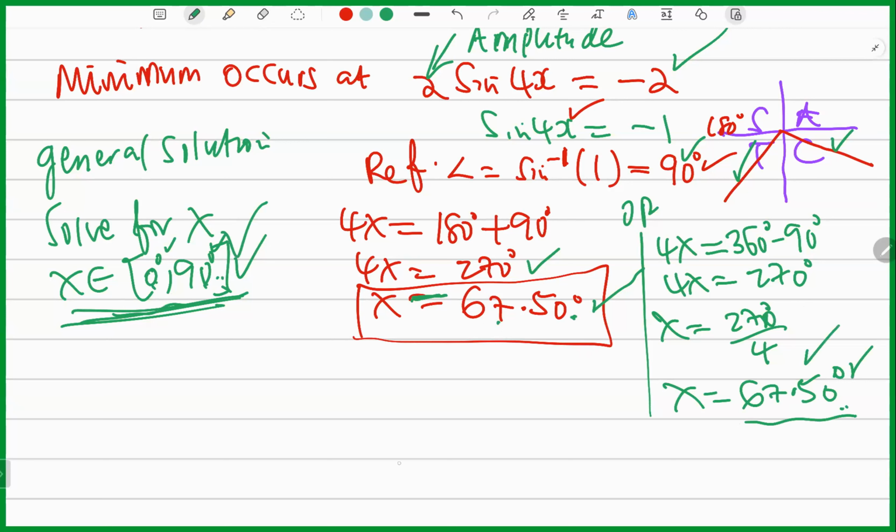So what do we tell the examiner in matric for us to get the level 7? We say, Mr. Examiner, x is 67.50 degrees, and you get level 7 in mathematics, and you get 100%, and you go to varsity. Okay. All right, now that is what we had to do there. Just take note of that. This is how the question was to be done in the matric paper of last year, 2022 November.